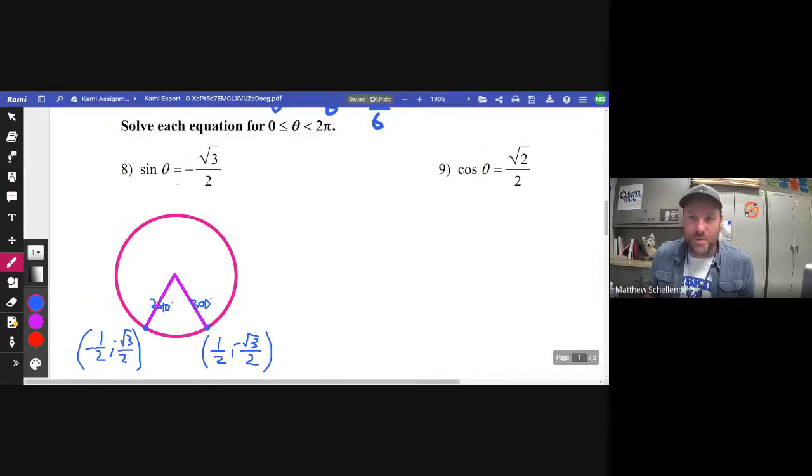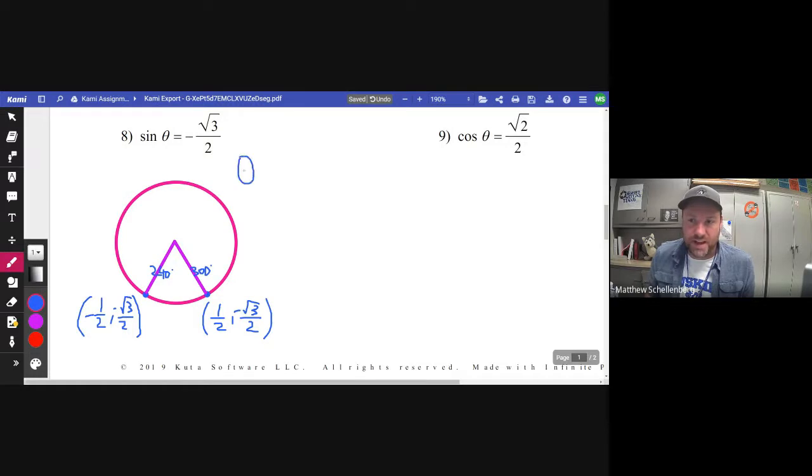And since they want to know both, that means that theta has to be either, and I'll put the radians here. So this is 4 pi over 3, and this one here is 5 pi over 3. And so that's what theta is going to have to be. Theta is going to have to be 4 pi over 3 or 5 pi over 3. And those are the answers. Make sure you get both answers.